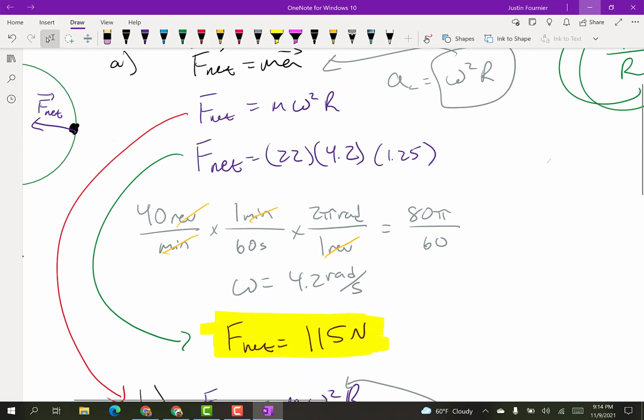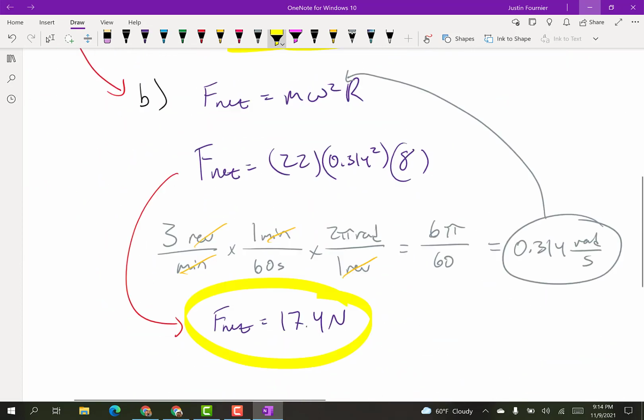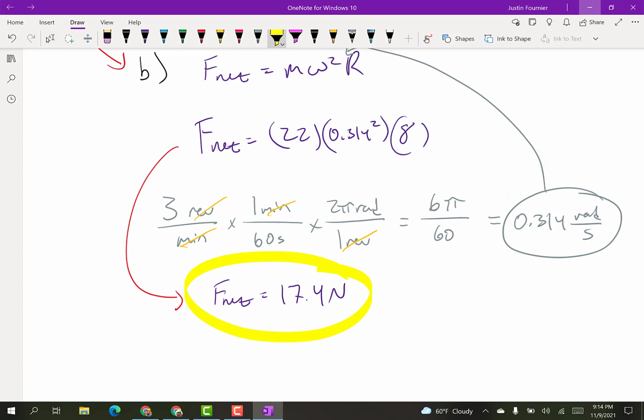I think I forgot to square this. So if I square this, let's see if that changes things. It's going to be 4.2 squared times 1.25 times 22. Now I'm getting 485. So that changes things. Sorry about that. If you caught me, hopefully you yelled at me. And there's the change. I hope that's correct. At least the process is correct. So it's 485 now, and this one would be about 17.4, which makes sense.